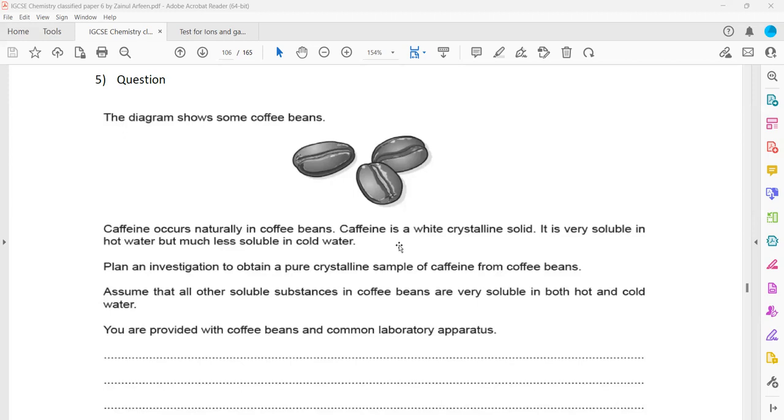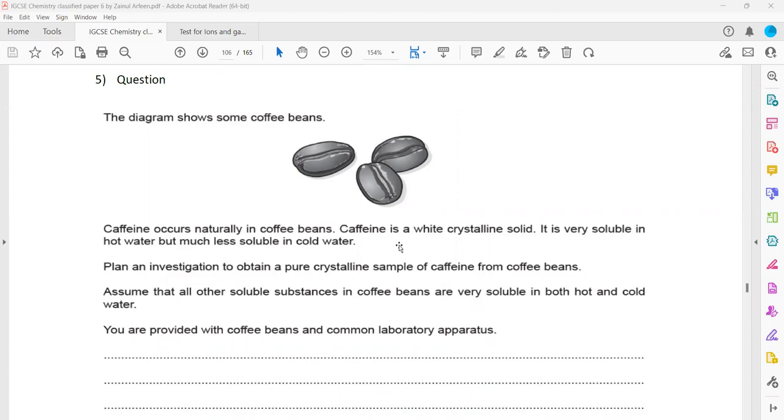That will be more suitable instead of directly using cold water, because if we directly use cold water, maybe some will dissolve, some may not dissolve. So as you mentioned in the beginning, we can grind or crush using a mortar and pestle. Then we will add water, make a solution, then we will heat, and then we will filter first to remove any insoluble substances.